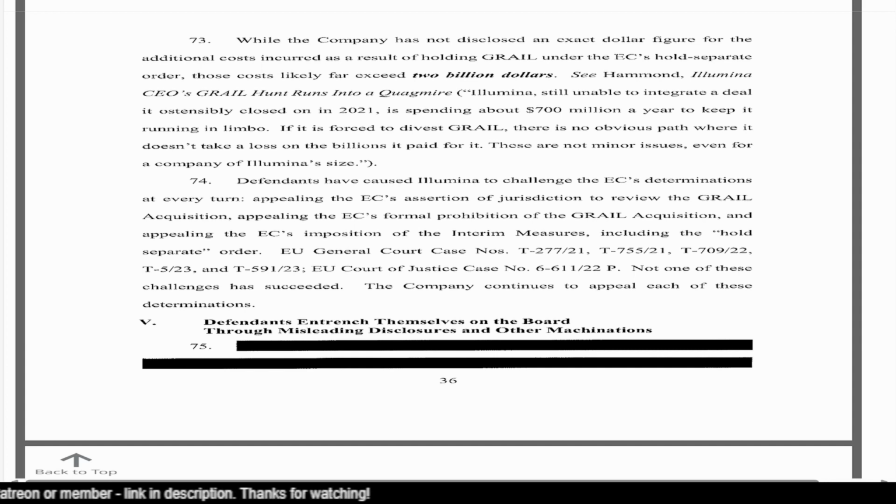EU General Court case numbers T-277/21, T-755/21, T-709/22, T-5/23, and T-591/23. EU Court of Justice case number C-611/22 P. Not one of these challenges has succeeded. The company continues to appeal each of these determinations. So it shows it tries to demonstrate the pig-headedness with which the Grail acquisition was pursued.